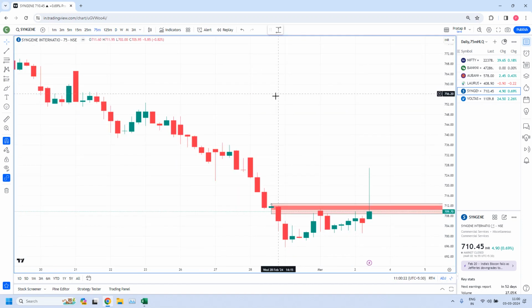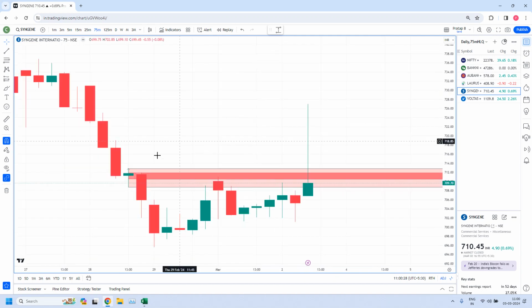First we will look into 75 minutes. This is a drop-base-drop. Already it is tested. See here, it is tested in this candle and today it is violated. On Friday this zone was tested.